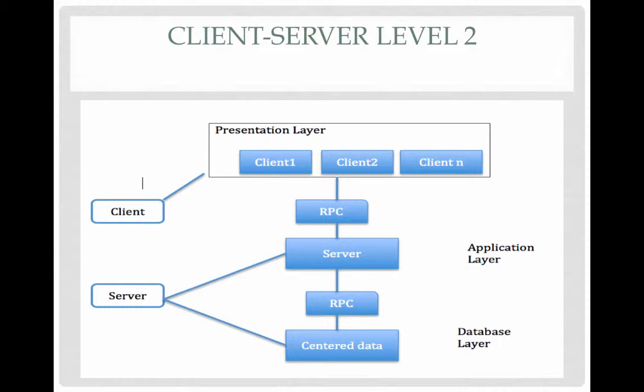The level 2 diagram has three layers. The first is the presentation layer, which has the client. The second layer is the application layer, which has the server, and the central data is in the third layer, the database layer.